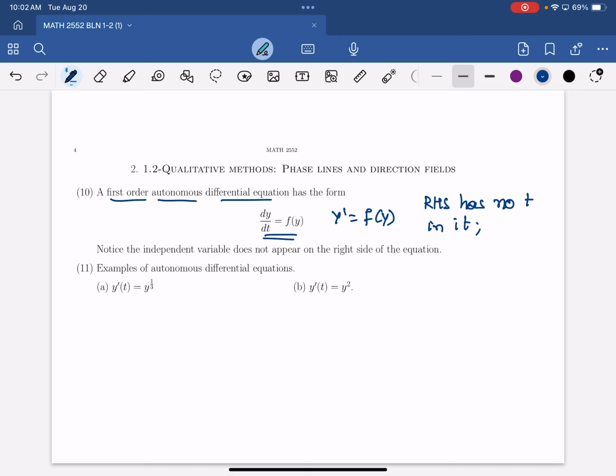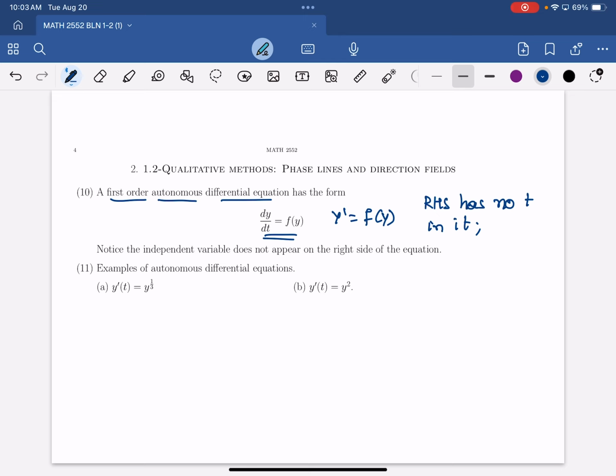The right side is only a function of y. Right hand side has no t in it. y prime equals f of y. It is first order because the highest derivative is 1. It is an equation because there is an equal sign. It is an ordinary differential equation because there is only one independent variable. And it is autonomous because the right hand side is a pure function of y. It has no t in it. Is that clear? If there is a t on the right hand side, then it becomes a non-autonomous differential equation.